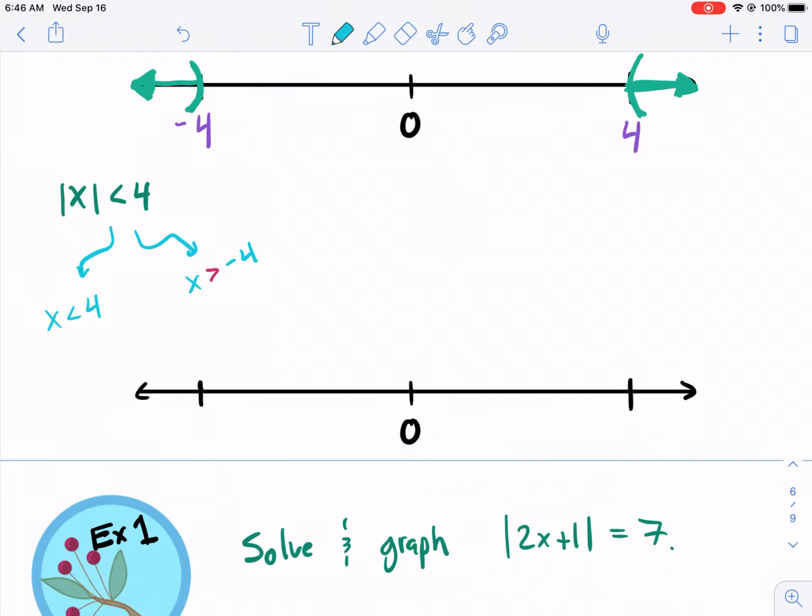So we're going to graph where x is less than 4. Okay, so x is less than 4. Here's 4. Boom. Less than 4. Okay, and I'm just going to start it. You're going to see why in a second. And then we have x is bigger than -4. So here's -4. I just mark that and draw my arrow.